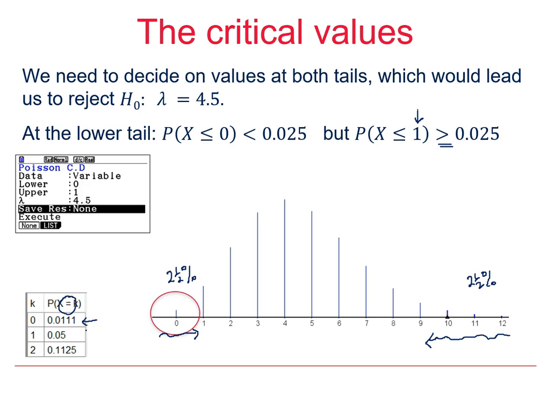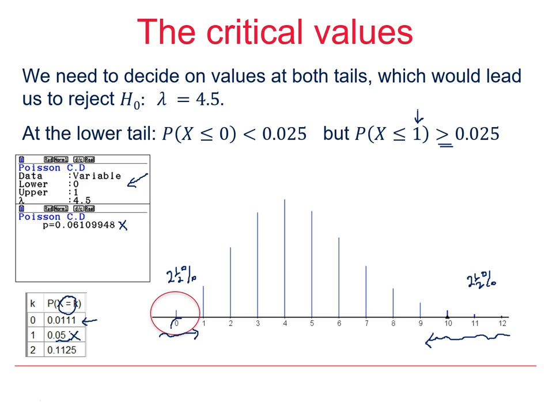probability of getting 0 is just over 1%. The probability of getting 1 is actually 5%. So the probability of getting 1 cannot be in our extreme tail because the probability will be way over 2.5%. Alternatively, you can look on the calculator. So this is using the cumulative distribution, and you can see the probability of getting 0 and 1 is 6%. That's too big. So our critical value at the low end is 0.